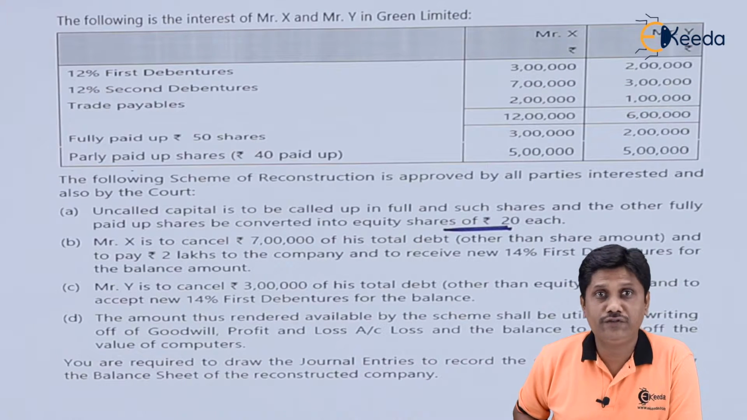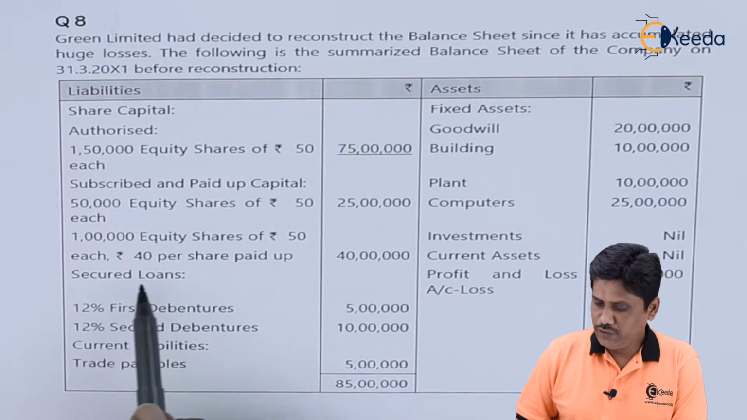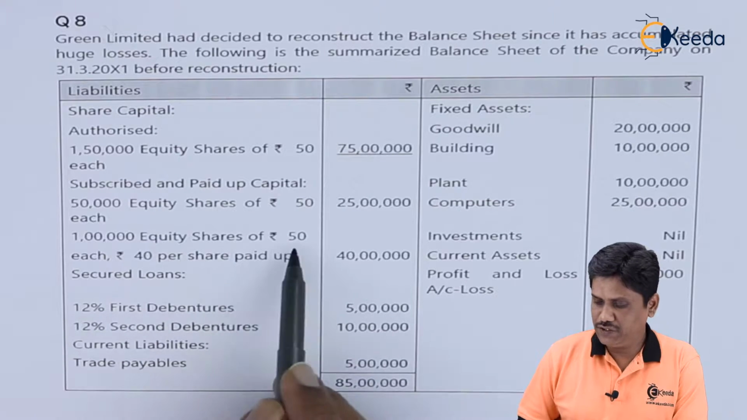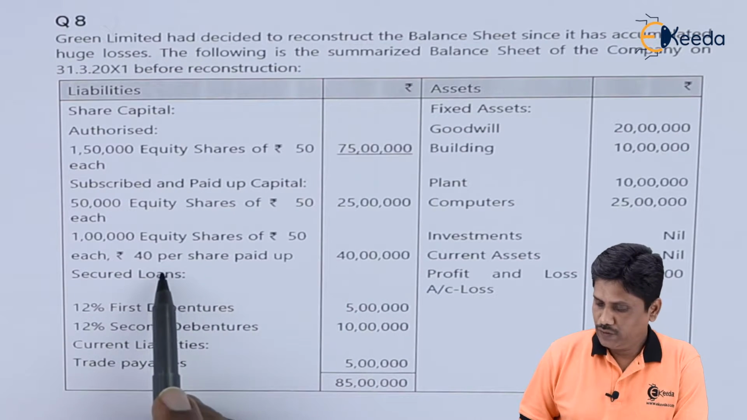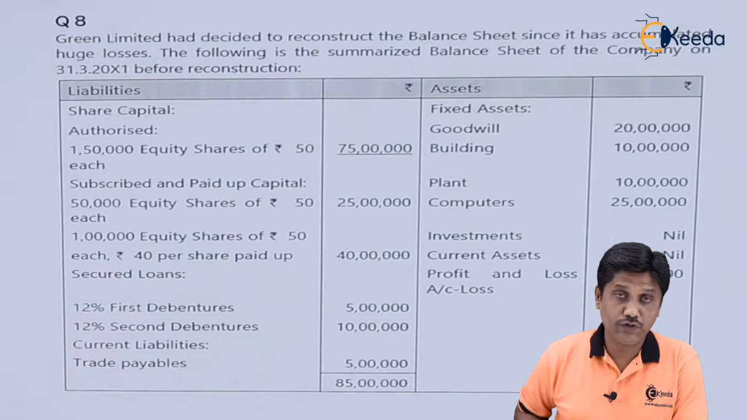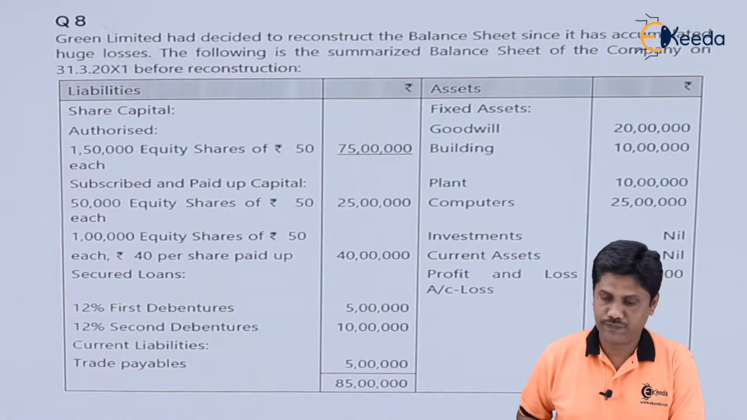Third one is for reducing the share capital. So these three entries will come one by one. Friends, you can notice there are 1 lakh equity shares of 50 rupees each. 40 per share is called up. So your uncalled amount will be 10. So I will make a call of rupees 10 per share.